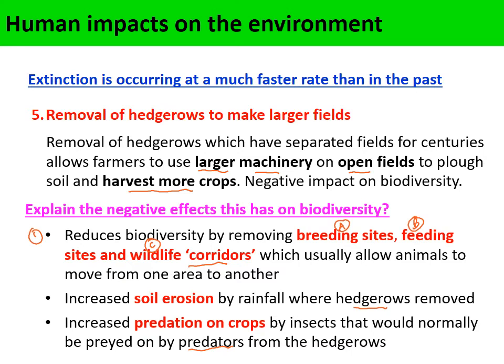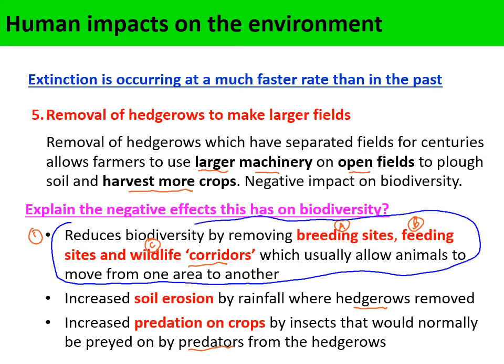So the main idea really is the reduction of biodiversity by removing specific habitats that form breeding sites, feeding sites, and these wildlife corridors, number one at the top.